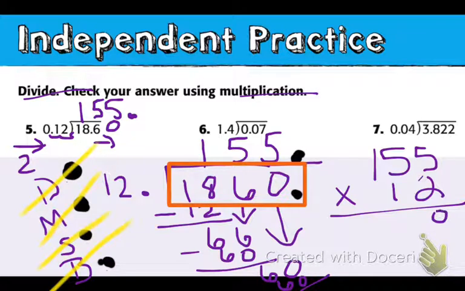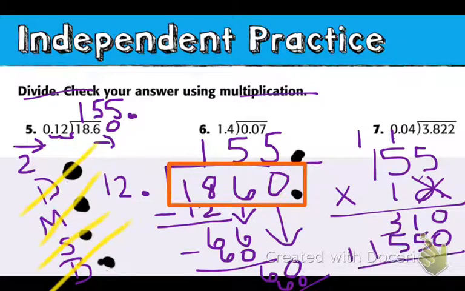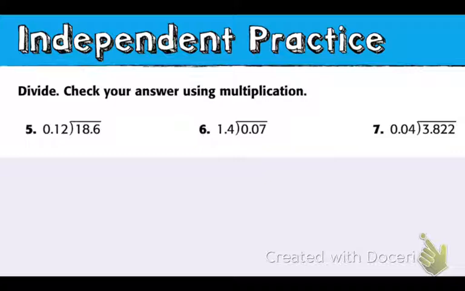5 times 2 is 10. Bring up the 1. 5 times 2 is 10, plus the 1 is 11. 2 times 1 plus 1 is 3. Add a 0 and continue to multiply. 1 times 5 is 5. 1 times 5 is 5. 1 times 1 is 1. Let's find the sum of these two partial products. And if you notice, it does equal the dividend. I know that 155 is correct. I can move on.